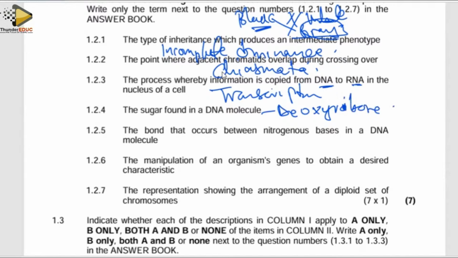Deoxyribose. From the name DNA, which means deoxyribonucleic acid, meaning that it has a sugar called deoxyribose sugar. The bond that occurs between nitrogenous bases in the DNA molecule, how do you call those bonds between the nitrogenous bases? We call them hydrogen bonds. To be more specific, call it weak hydrogen bonds.